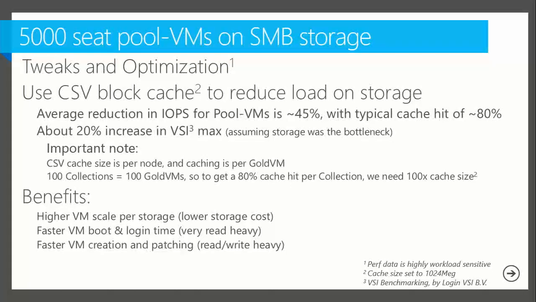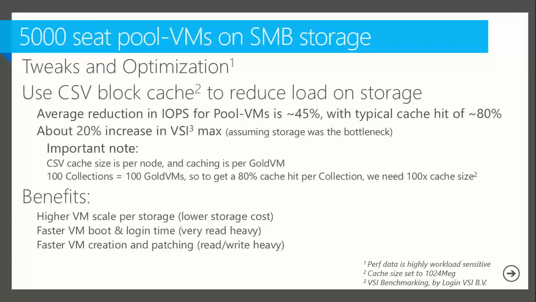The average reduction in IOPS is 45%, and we see an 80% hit to the cache if you have a 1024 meg configuration for the CSV cache. The neat thing is that if your capacity was storage bound, let's say you could not host more than 5,000 users, with CSV caching you can increase the capacity by 20%. So you'll be able to host 6,000 users on the same storage configuration. It's a very big deal in getting more from your storage, the CSV caching. And this is only available as part of the SMB scale-out.